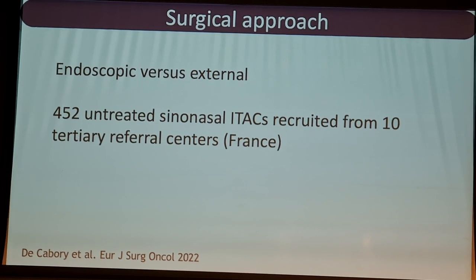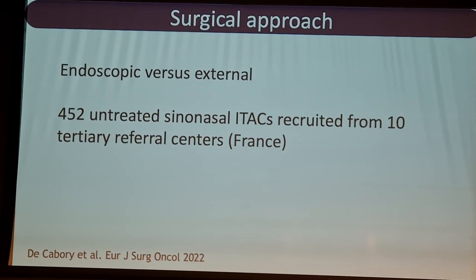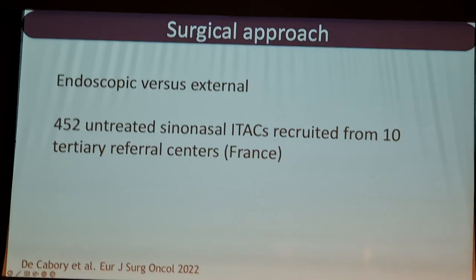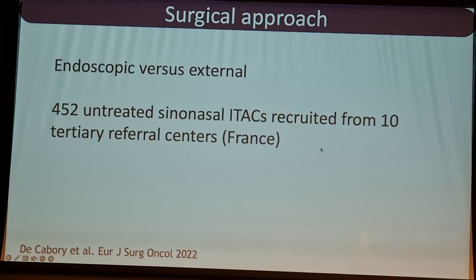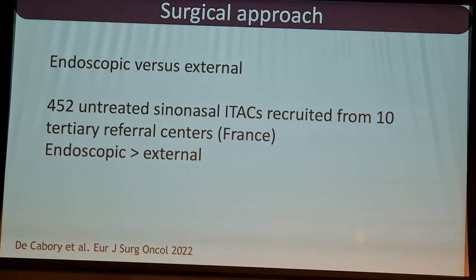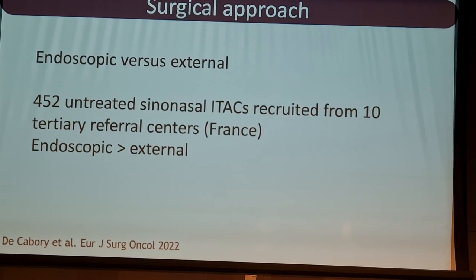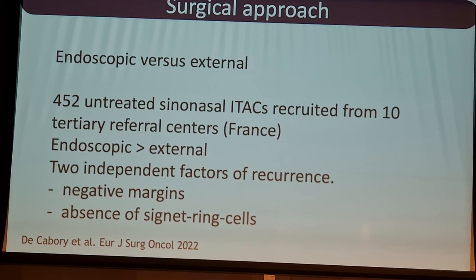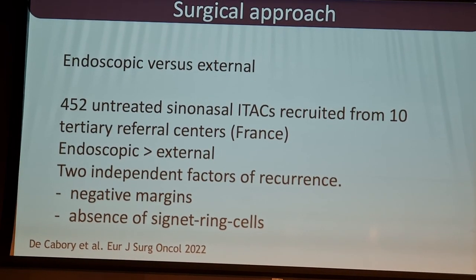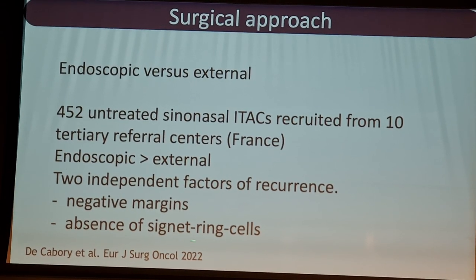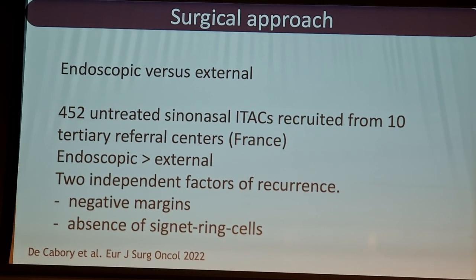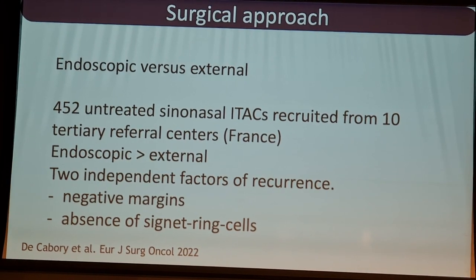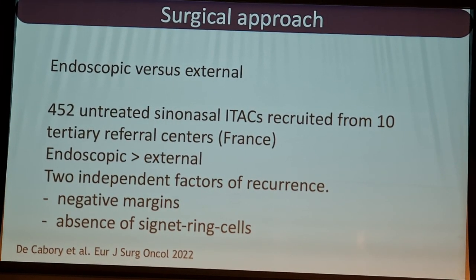And how do we manage it, endoscopic or external? This is a nice study of more than 450 patients from 10 centers, and they compared endoscopic and external, and they concluded that endoscopic seems better than external. There are two independent factors for recurrence: negative margins and absence of signet ring cells. So histology is very important. It's very important to take this concept and to talk with the pathologist about it.